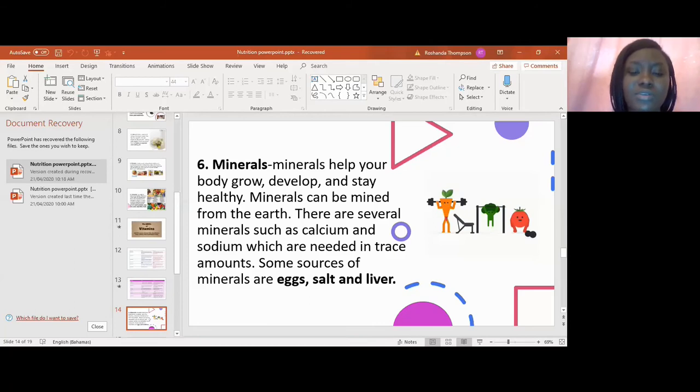Some sources of minerals are eggs, salt, and liver. And you're going to see in the next slide there are a number of minerals that, like vitamins, are responsible for different things.